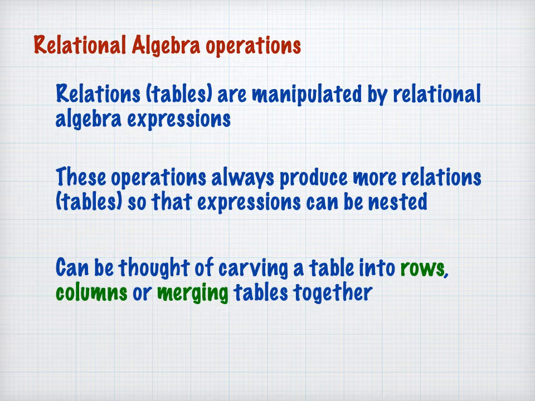Now, tables and relations are manipulated by these base level operations which we can express in relational algebra. There are some basic ones and some advanced ones. What it really boils down to is you can visualize this as a table that's split into particular rows or particular columns. We're merging tables together, and those are the base level operations that we perform on a table when we're asking queries of the table. We want a response back.